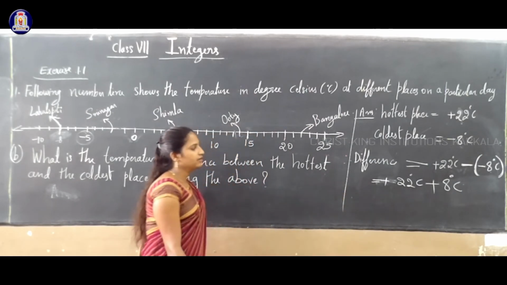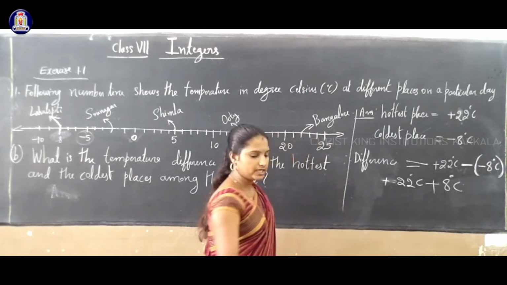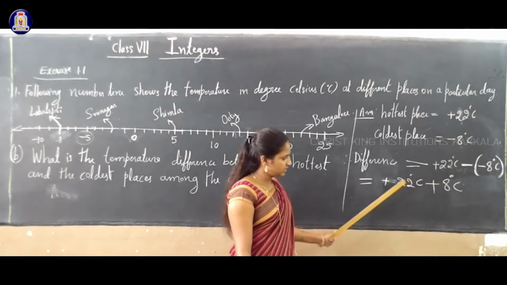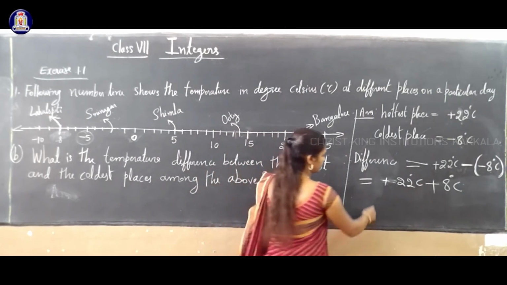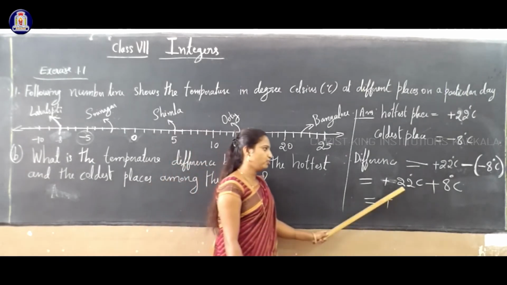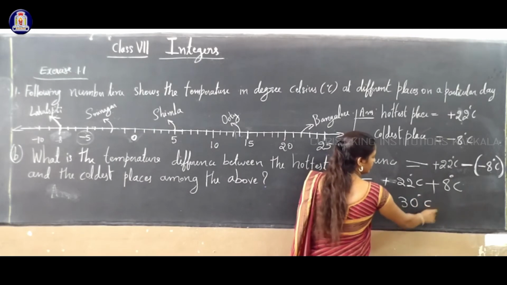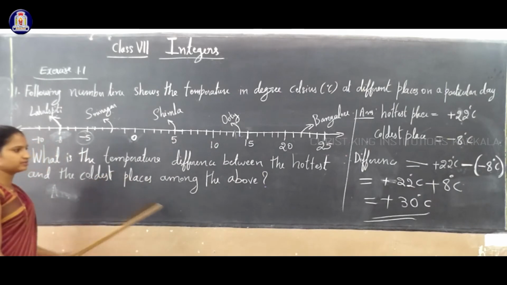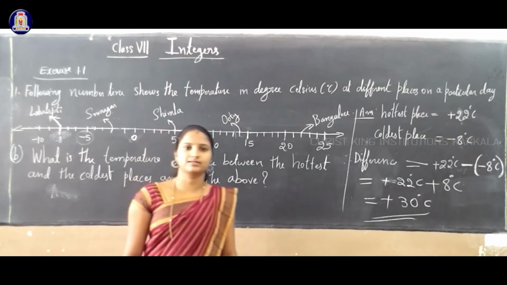Now see the sign. Plus 22 degree Celsius, plus 8 degree Celsius. Same sign, so addition. So write add, and tell me 22 degree Celsius plus 8 degree Celsius. 22 plus 8, okay? The answer is 30 degree Celsius. So the difference between the hottest place and the coldest place is 30 degree Celsius. Clear? Thank you.